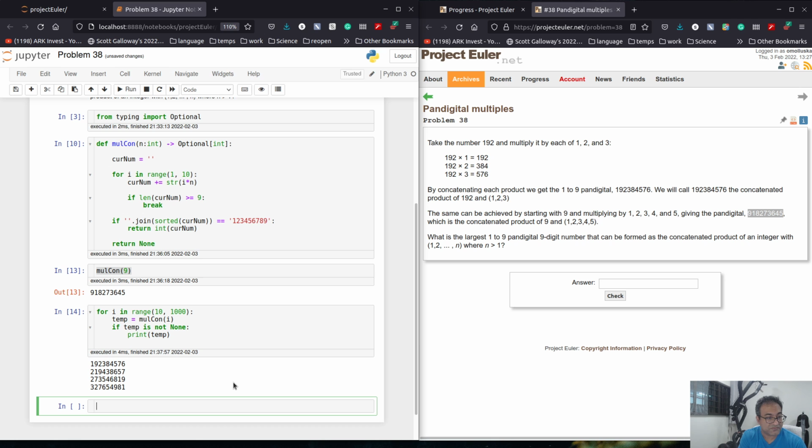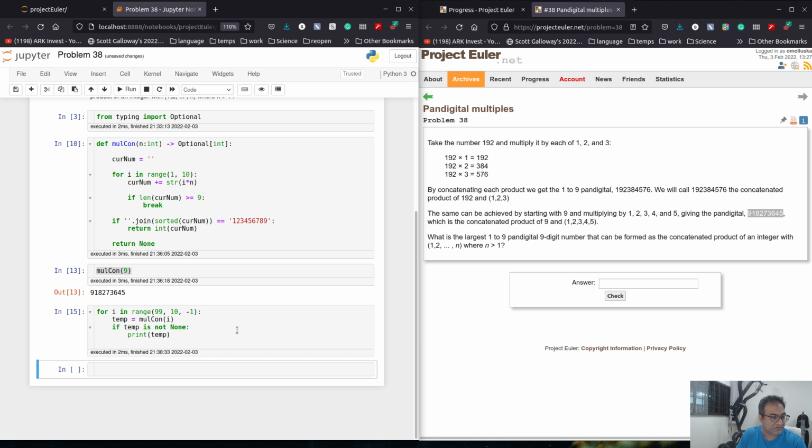So we have to figure out where to stop, and we have to figure out which one is the largest number. It's pretty clear that if we start with a 9 over here, it should be a good thing. So let's say we start with 99 and we go down to 10 and -1, right? Nothing. 8.